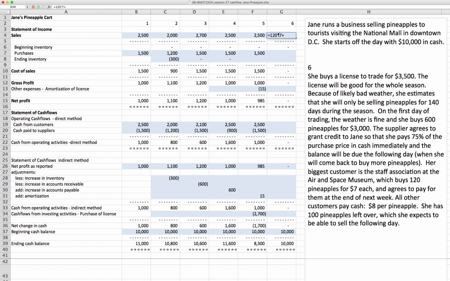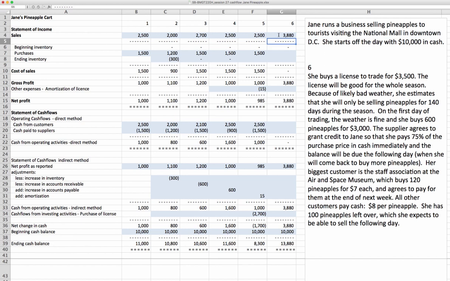And then there were plus some sales for cash. It doesn't tell us how many pineapples were sold for cash, but we know that she bought 600. She sold 120 to Air and Space, so 480 left. She had 100 left over, so it must have been that 380 was sold to members of the general public for $8 each. So 120 at $7 each plus 380 at $8 each is total sales of 500, and she had 100 left over. So 3,880.